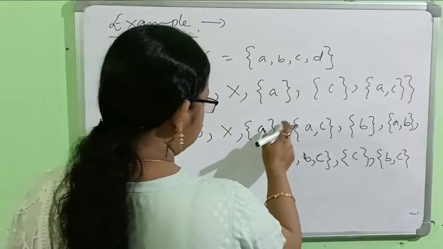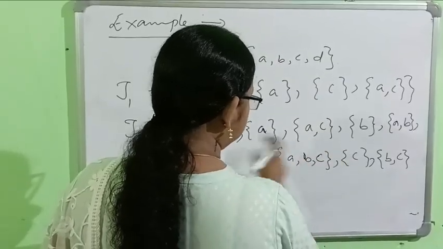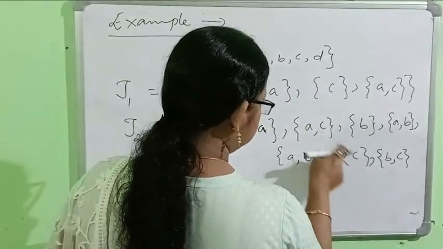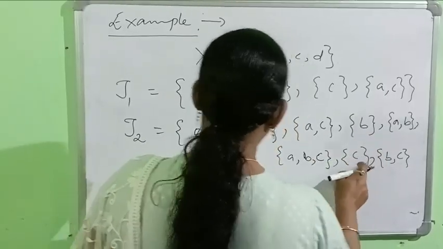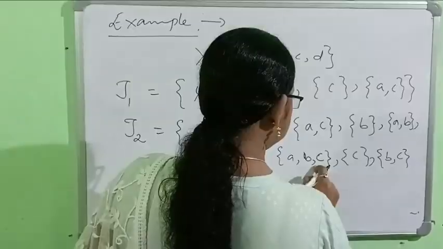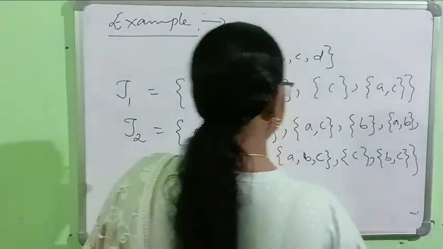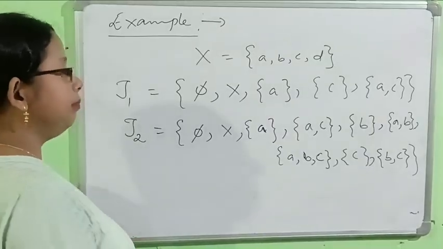Then check for intersection. Here the intersection is the empty set. This intersection with this will be {c}. This intersection with this will be the empty set. This intersection with this will be the empty set. This intersection with this will be {c}. This intersection with this will be {c}.